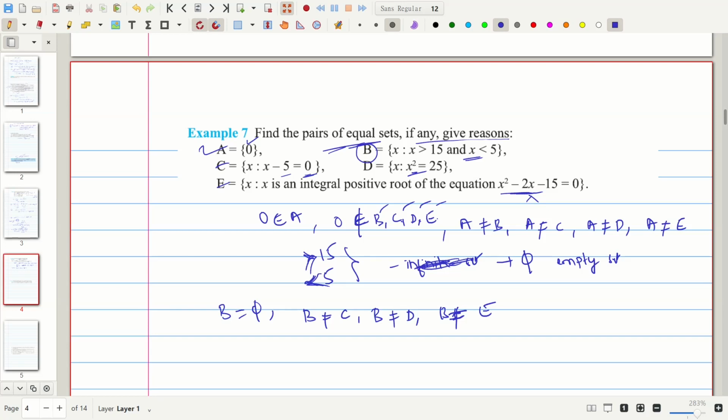Then take the example C here. If we put the value x equal to 5, then this equation will be satisfied. So the value of C is 5.